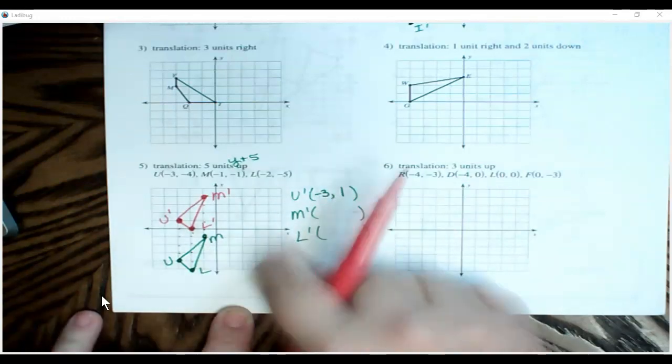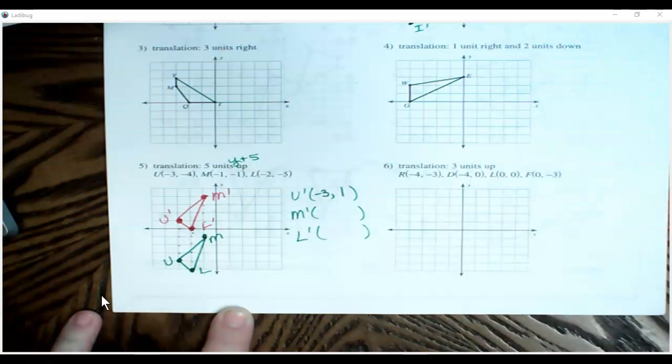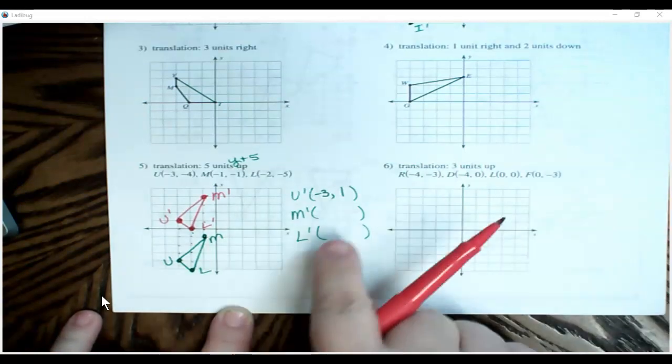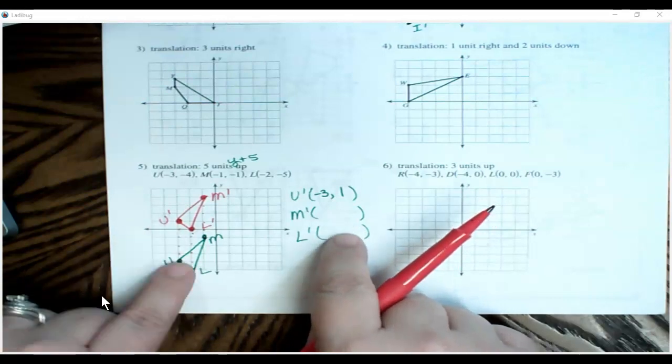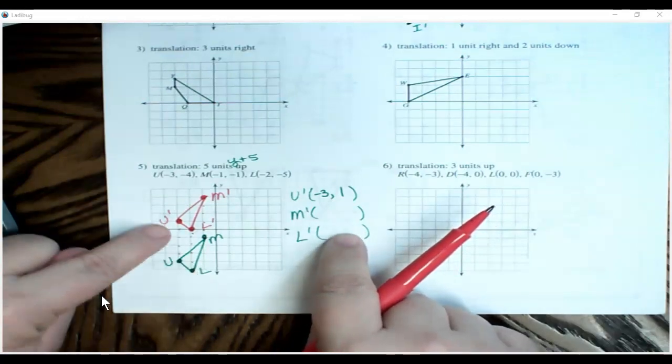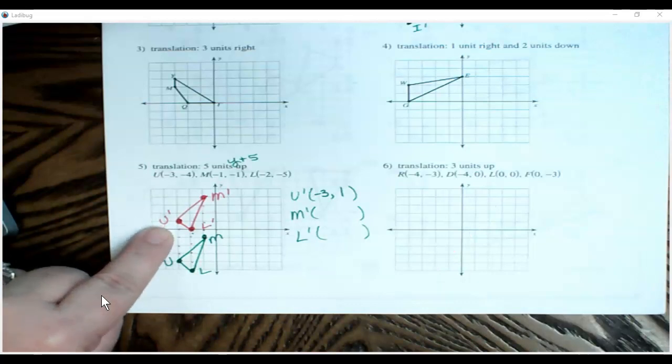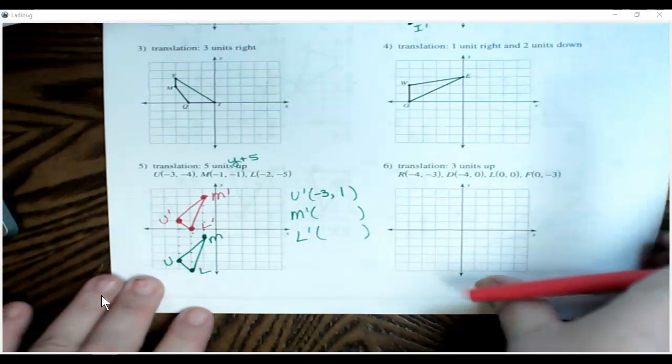In this problem, number 5 and number 6, I'm not picky about which strategy you use, the mathematical strategy or the graphing strategy. We just need you to translate and to plot and graph the new prime figure. All right, let's look over the back side. This is where we started to have the questions.